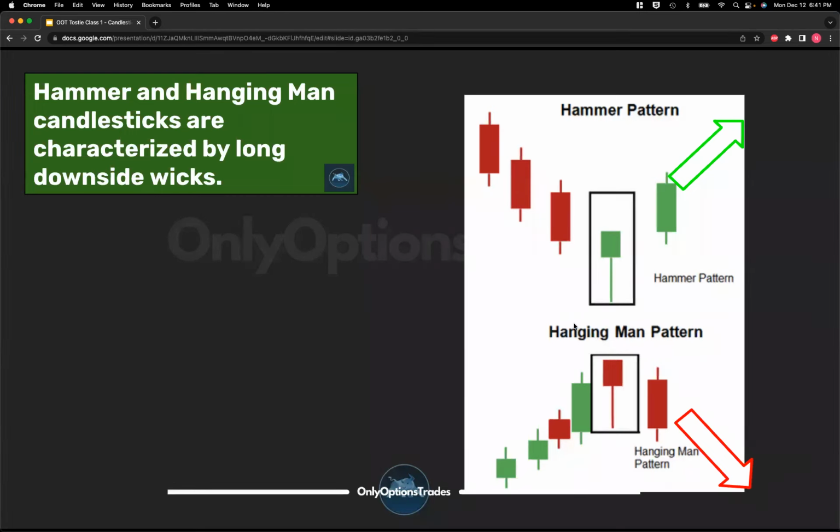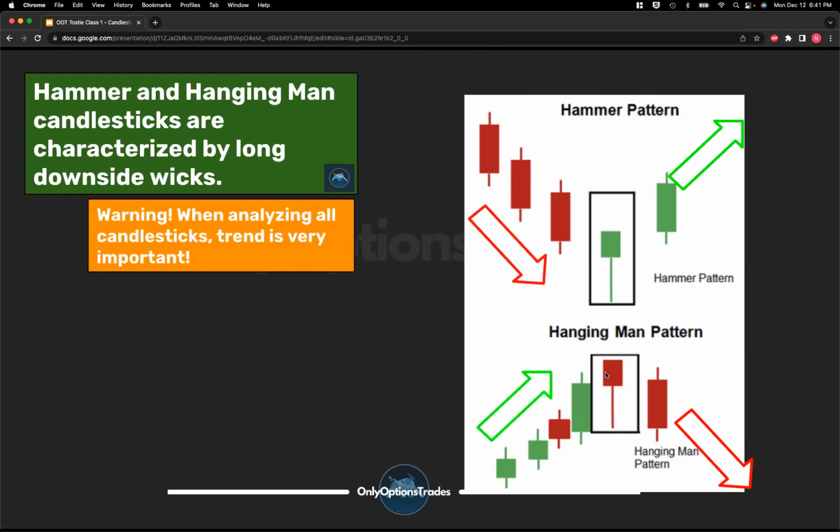The hammer and the hanging man, it's important to note, look exactly the same. The only thing different is the context, right? For a hammer to form, you want to see a downtrend first. And for a hanging man to form, you want to see an uptrend first. So these candlesticks look exactly the same. It's also important to note, again, that trend is very important. You have to be looking at the trend when determining if a candlestick pattern has occurred or not, right? You're not going to see a hammer in the middle of a trend.